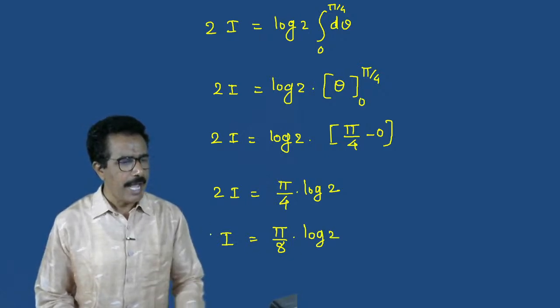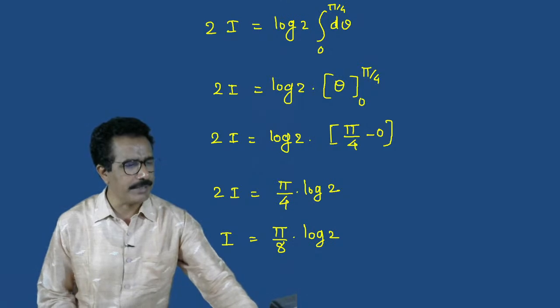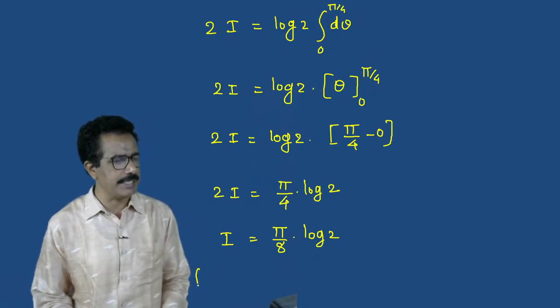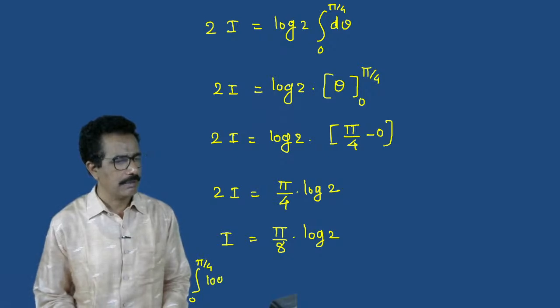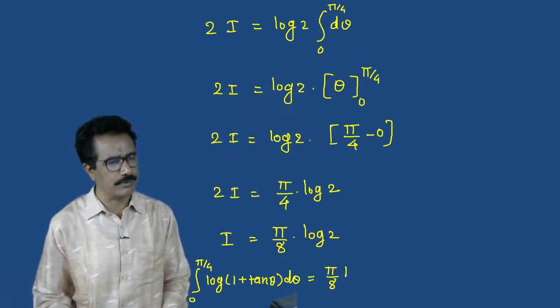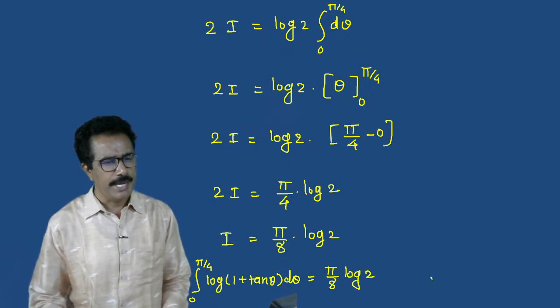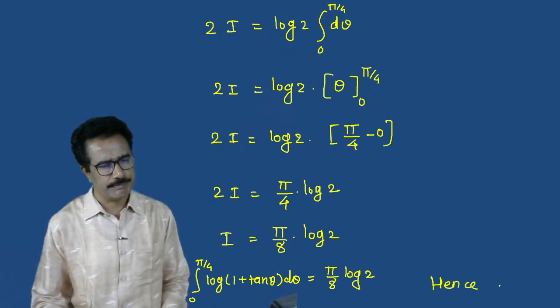So what does I mean? I is the integral from 0 to pi by 4 of log of 1 plus tan theta d theta, which is equal to pi by 8 into log 2, and hence proved.